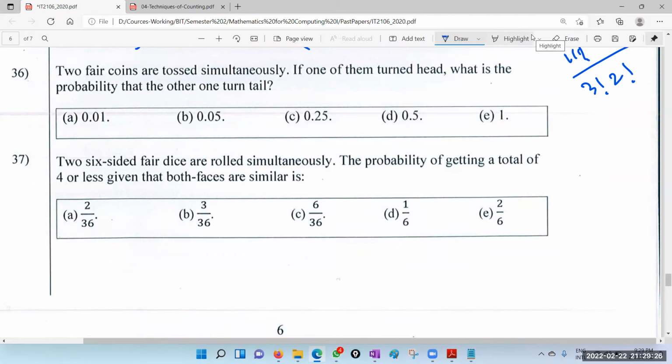Do you think that the second one, whether it's tail or head, is dependent on the first one? Right? No, right? The probability of the other one turning tail is always 0.5, whether it is head or tail or anything else. If one of them turned tail, it's already happened.